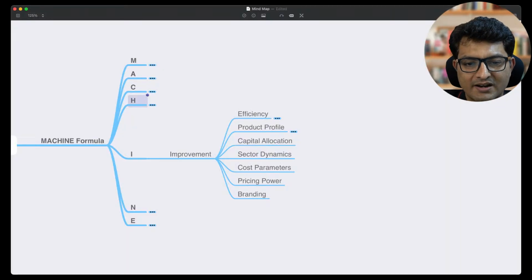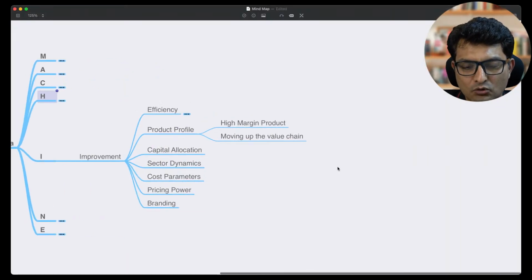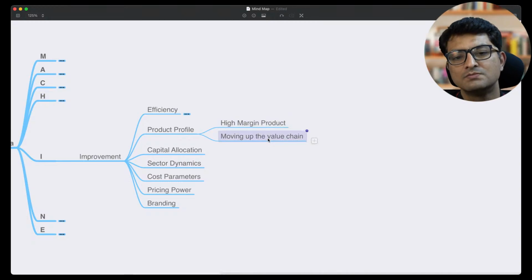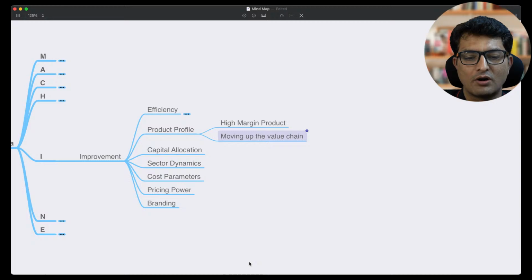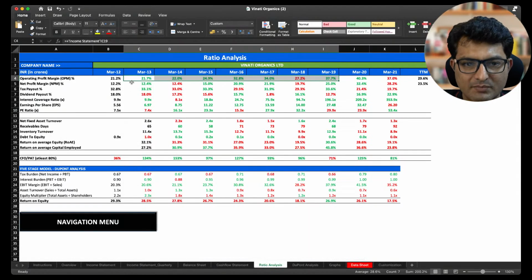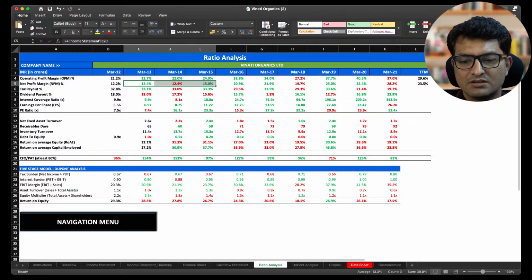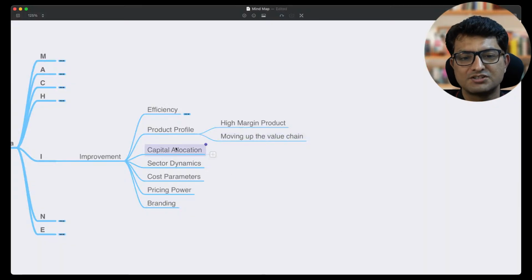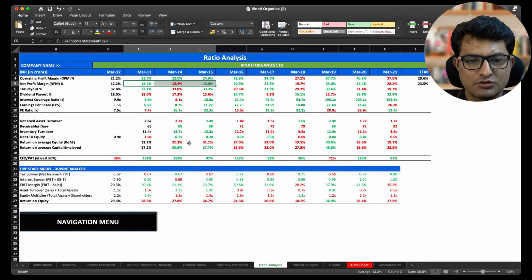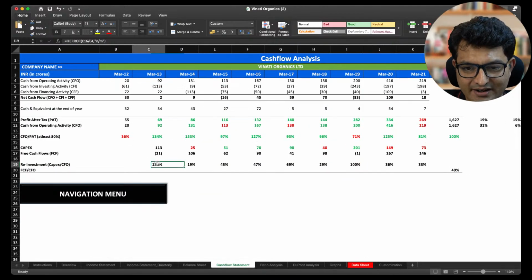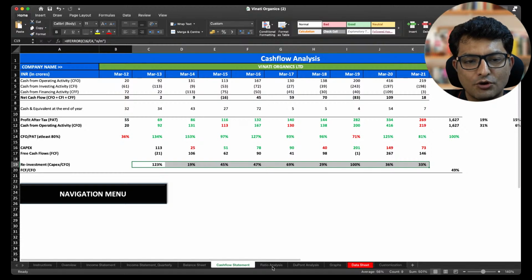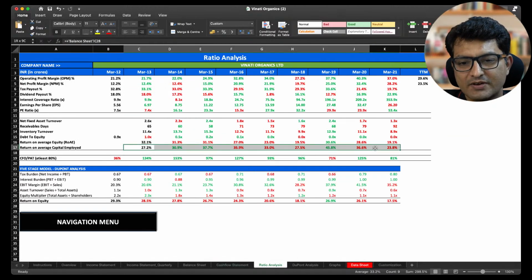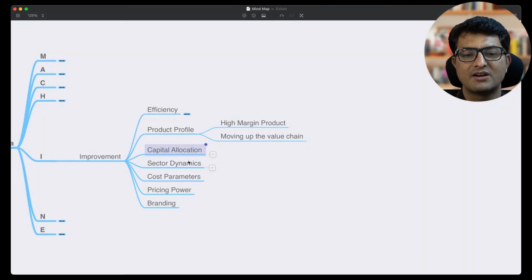What is the other improvement area? Like product profile. If you are going into a high margin product, or a better value added product, this again reflects in your net profit margin and operating profit margin. Then the other improvement area is capital allocation. If you are deploying your capital at a higher rate of ROC, this is what it will tell you. So you check your reinvestment rate and your return on capital employed. That is where you know that this particular company is improving in terms of its capital allocation.